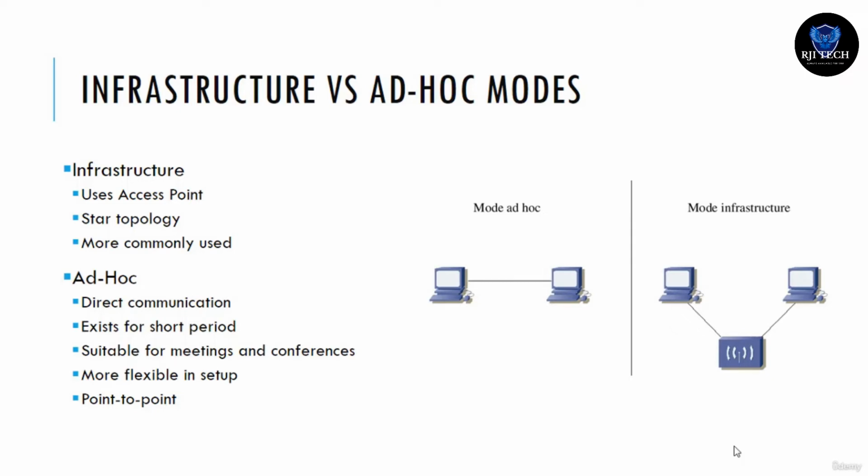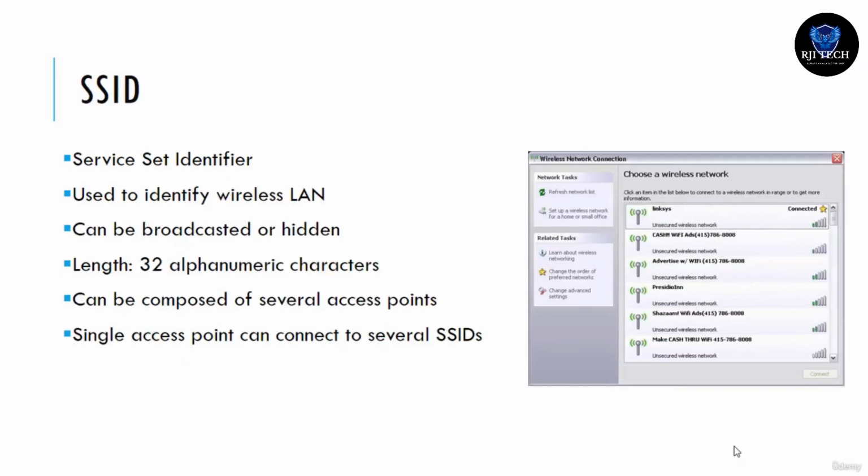It's suitable for meetings and conferences. It is more flexible in setup. It can be set up for some short period of time and then dissolves if these two laptops or mobile phones are away from each other. It uses the point-to-point communication topology. Meanwhile, the infrastructure wireless network uses the star topology, since there is a connecting device which is the access point.